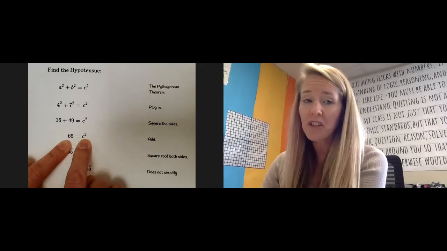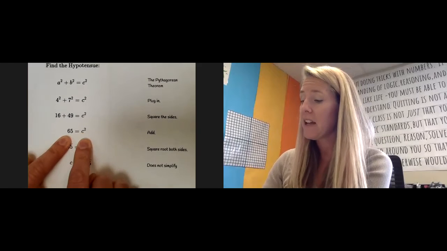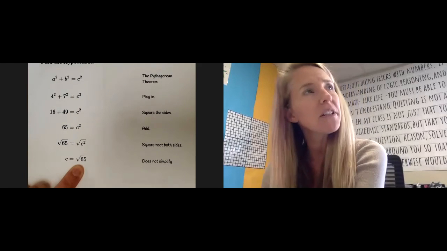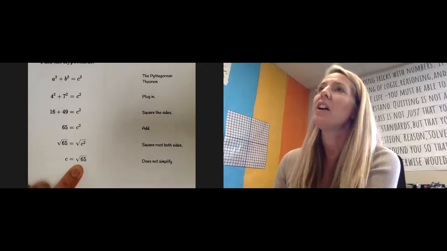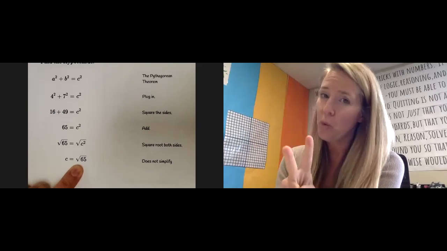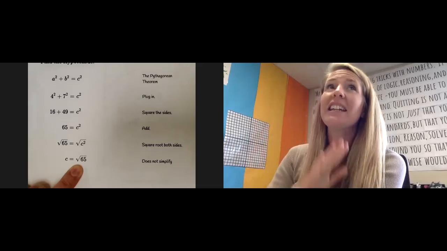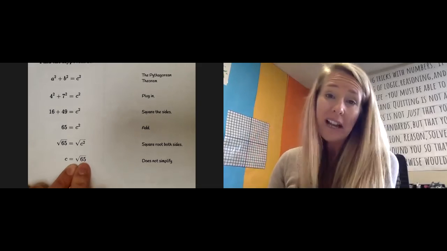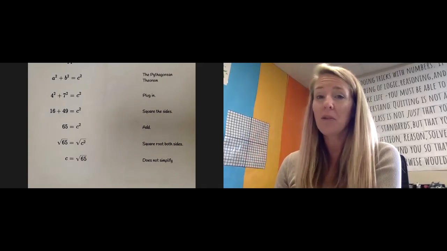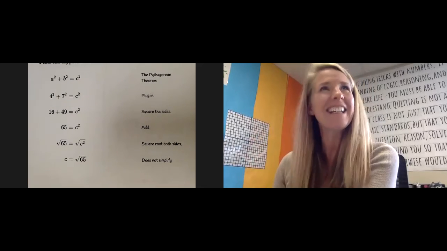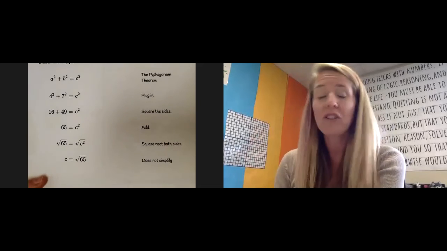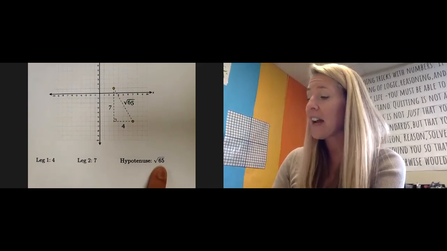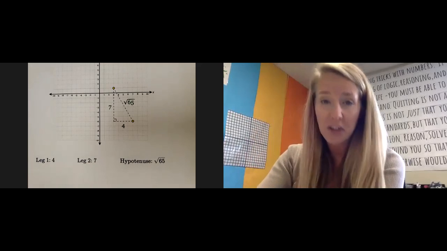So let's do the inverse of squaring so we can get just plain old C. And we get C equals the square root of 65. And you ask yourself, are there any perfect squares that are factors of 65? Perfect squares are 1 and 4 and 9 and 16 and 25 and 36. And pretty soon we're too big, right? And none of those actually are a factor of 65. So that's as good as it gets. It won't simplify any further than that. So that's your final answer. And you'll go back and say, okay, one leg was 4, one leg was 7, and the hypotenuse in simplified radical form is the square root of 65.